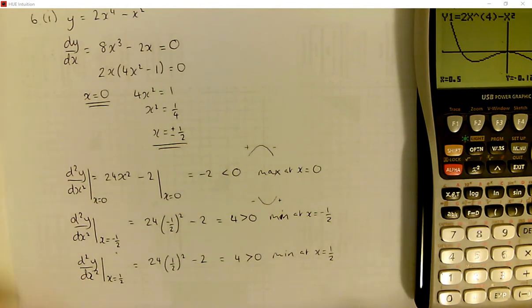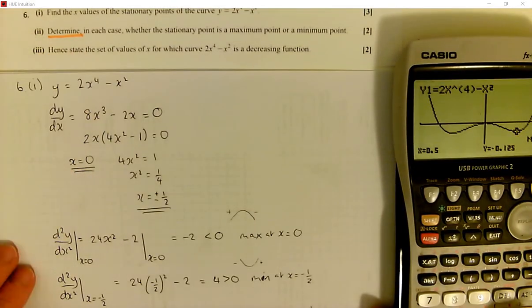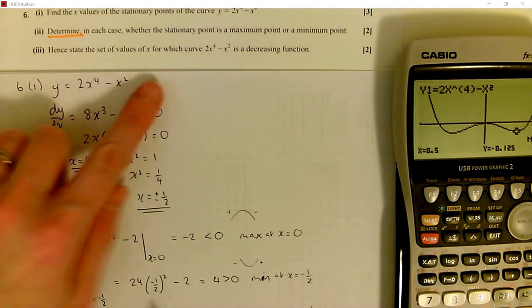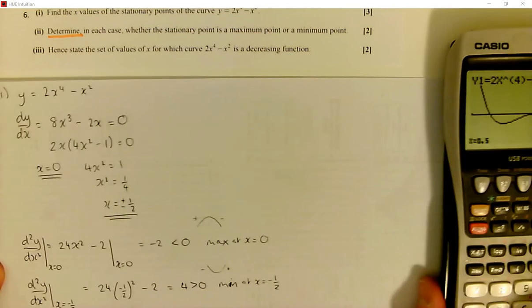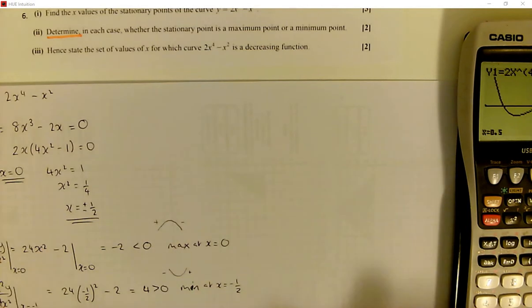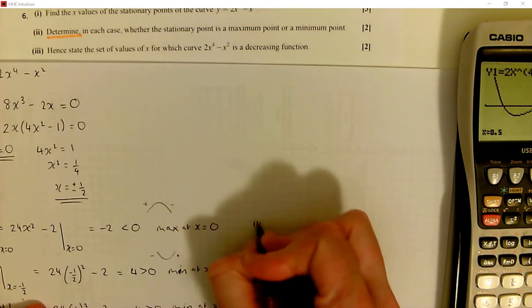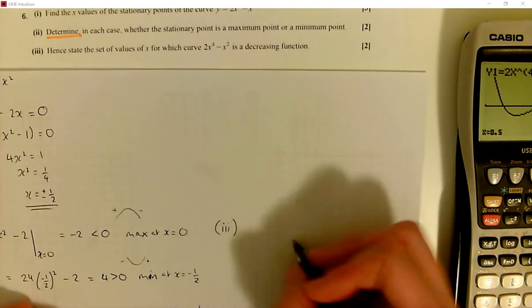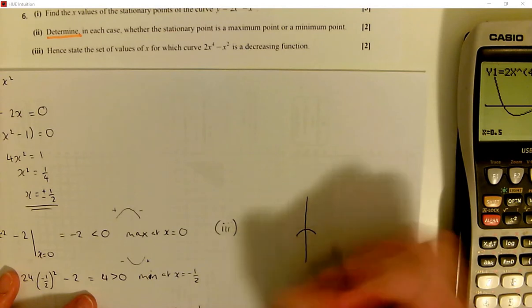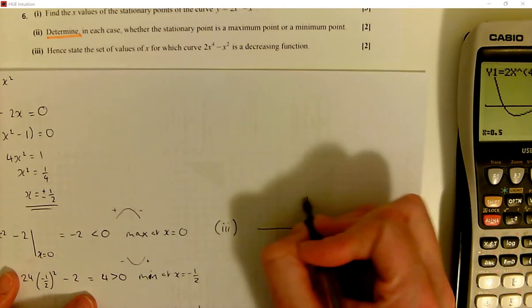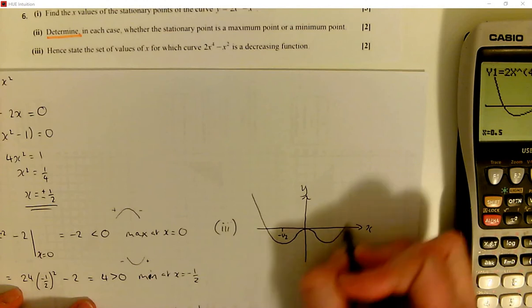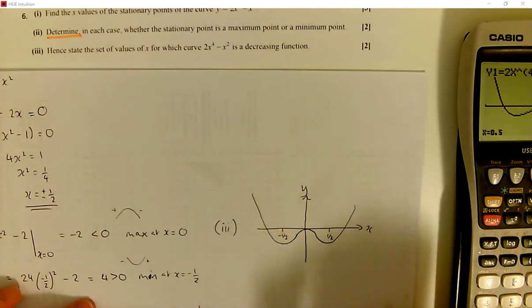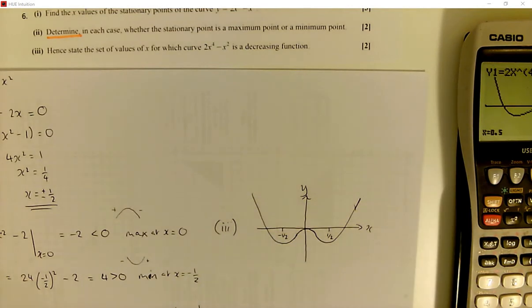Okay, right, so the final part of the question, let's just have a look. Hence, so using this, state the values of x for which the curve is a decreasing function. So remember, decreasing functions are going downhill. So I'm going to do myself a little sketch of the graph that we know we've got. Right, so we've figured out that we have a maximum at 0. And we've got a minimum at minus a half, and we've got a minimum at a half. So that's from our answer to part 2, but also we know because we've looked at the graph here.